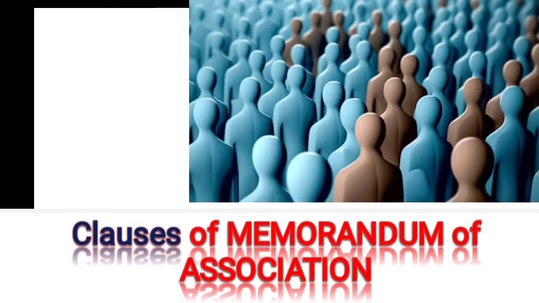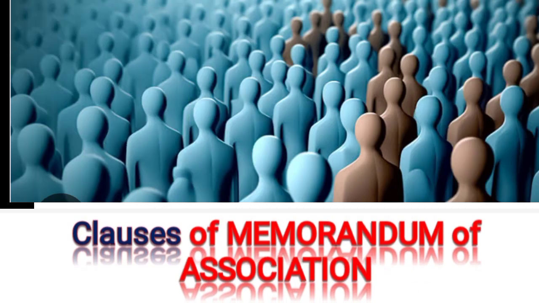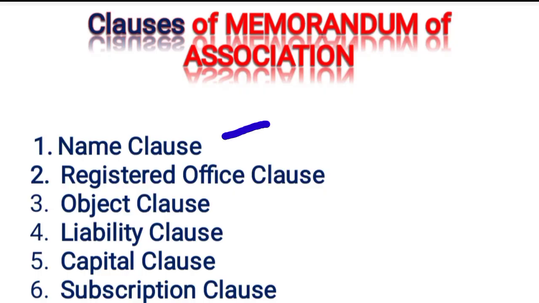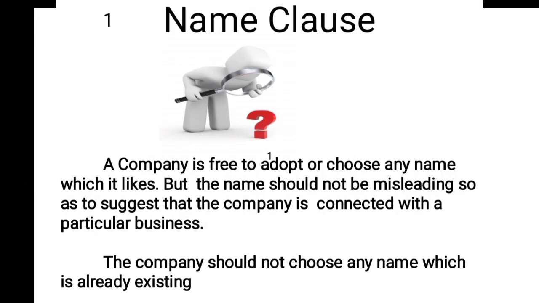A very important point of the Memorandum of Association is what are the clauses of the Memorandum of Association. So first point is name clause, second one is registered office clause, third one is object clause, fourth one is liability clause, fifth one is capital clause and sixth one is subscription clause. So let's see what is the name clause.